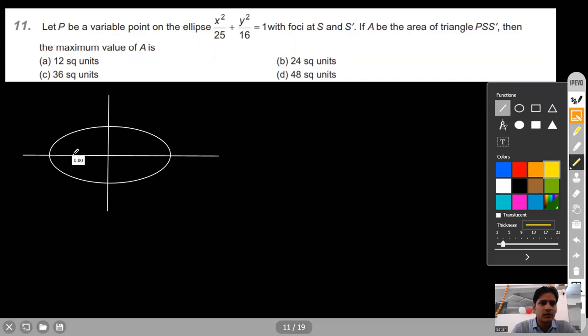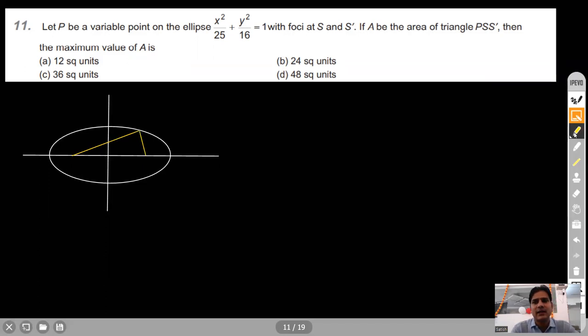Right, so this is our first focus, and this is our second focus. We have to find the maximum value of the area of this triangle. This is our point P, this is our first focus S, and this is our second focus S dash, and we are talking about the area of this triangle. P is any variable point on the ellipse.